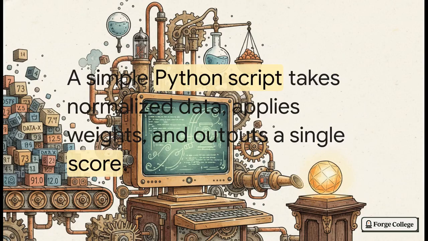Now, to process all this efficiently, we typically use a simple automated grading machine, which is essentially just a basic Python script. This script takes our raw data set, handles all that min-max normalization math we just learned, applies our chosen weights, and then spits out a single, clean comparative score.